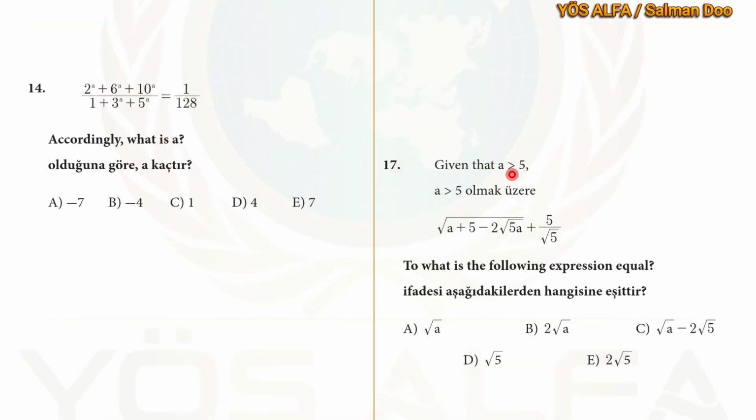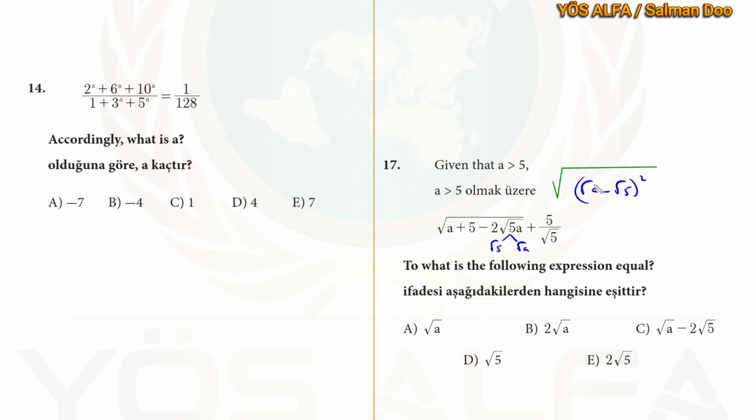17. A is greater than 5. To what is the following expression equal? So we're asked to simplify this expression so that we have one of the answer choices given. So this can be simplified this way. Root 5a is the same as root 5 times root a. So the whole expression inside the square root becomes root a minus root 5, the whole square.